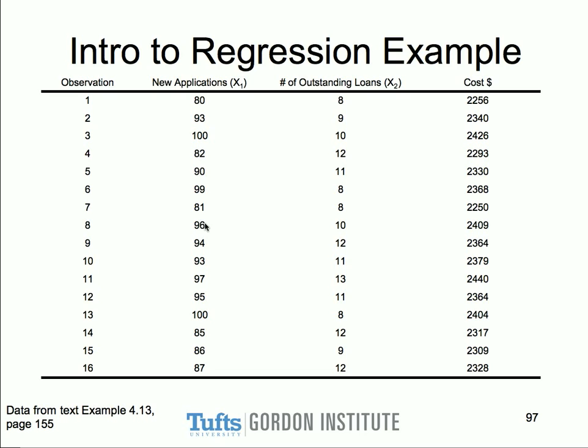This is an example from our book. And they're looking at 16 observations here on the operating costs of a finance company. And they want to look at two predictor variables, okay? These predictor variables are called independent variables. And they want to look at overall cost, which is y, okay?